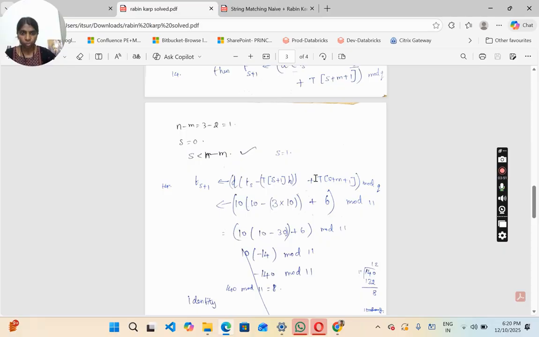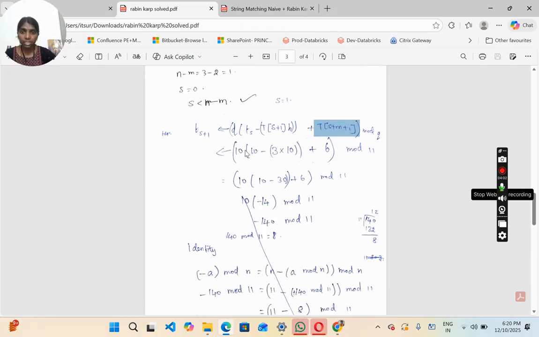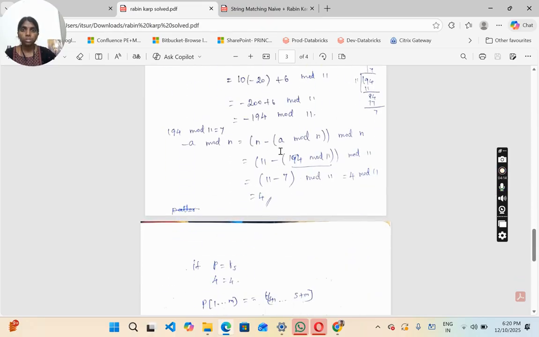So this one we remember like t of s plus m plus 1, the next digit we are adding, we are removing the hash value for 3. Initially this 10 should be multiplied, digit should be multiplied with this term only. I did wrong. After doing all these things, I have added, multiplied this 10. So this step is wrong. Don't do this mistake. So we'll be getting minus 194 mod 11.